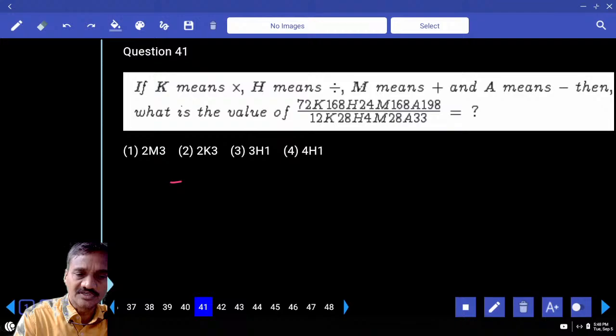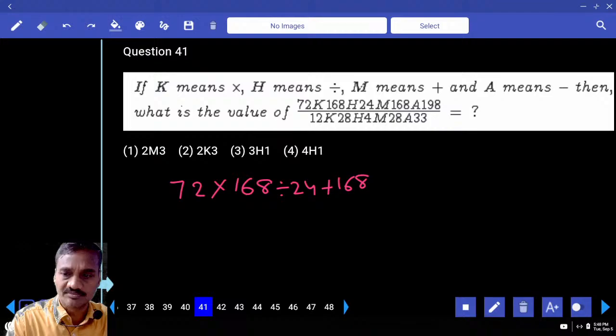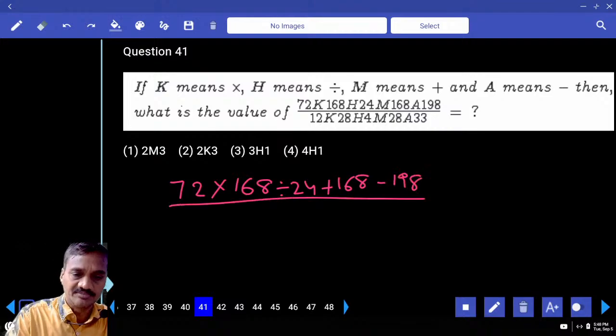72. And K stands for into. As K stands for into, 72 into 16. And next one, H stands for what? H stands for division, 168 divided by 24. And next one M stands for plus 168 again. And A stands for minus 198, and divided by 12.